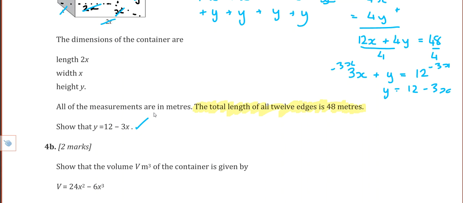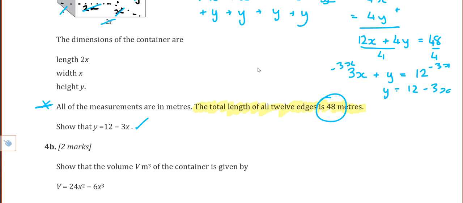Where did 48 come from? Oh, that bit. So with these questions, this is the important bit. This is the bit to take note of. That little piece of information they give you. Because if they didn't give you that, it would be very difficult to identify how they've got to the formula that they want you to get to.